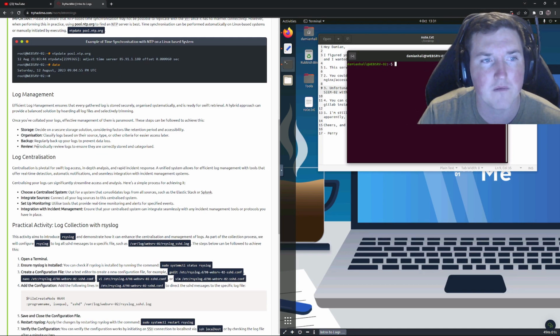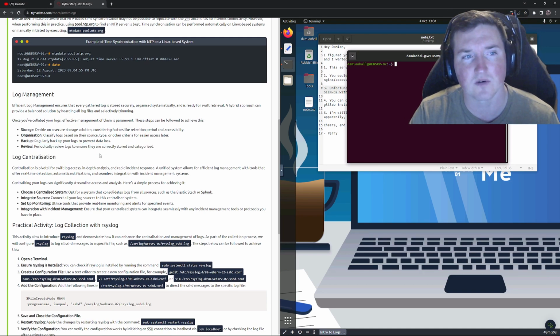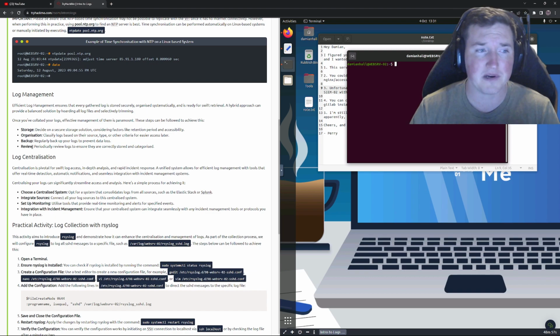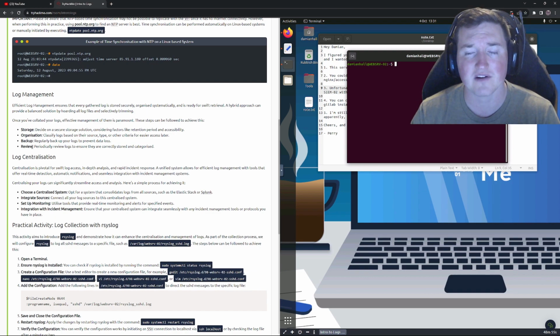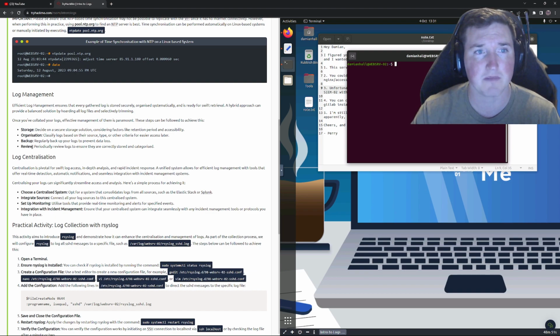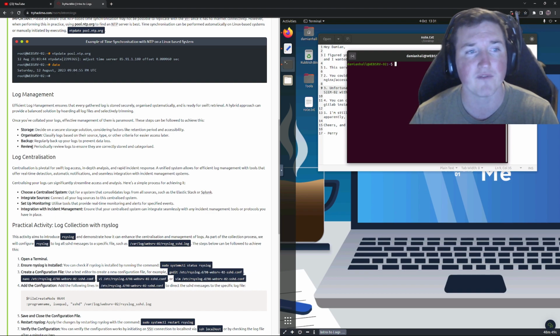Now, periodically review logs to ensure they are correctly stored and categorized. This means periodically reviewing the logs, but also periodically reviewing the processes you have in place and making sure that you can restore those backups. Make sure that you can get data from them if you need to.